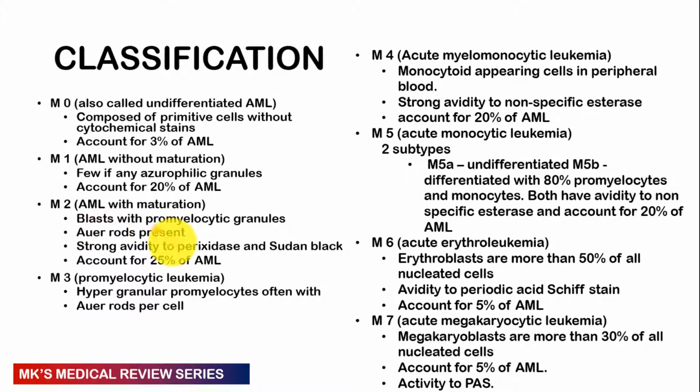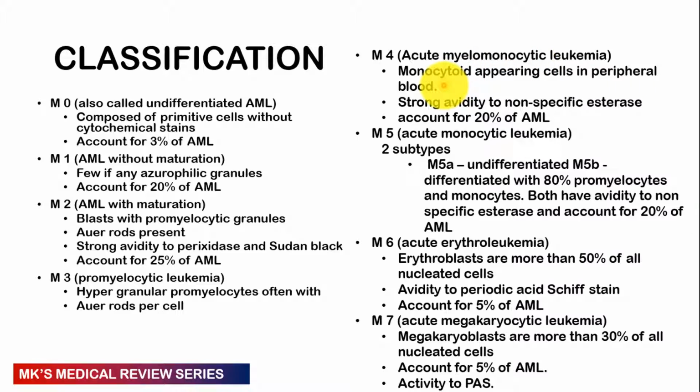So you have blasts with promyelocytic granules. The Auer rods are present. They strongly bind to peroxidase as well as Sudan black. These account for 25% of the acute myeloid leukemias. M3 is the promyelocytic leukemia. These are hypergranular promyelocytes, often with Auer rods in the cells. Then M4 is the acute myelomonocytic leukemia.